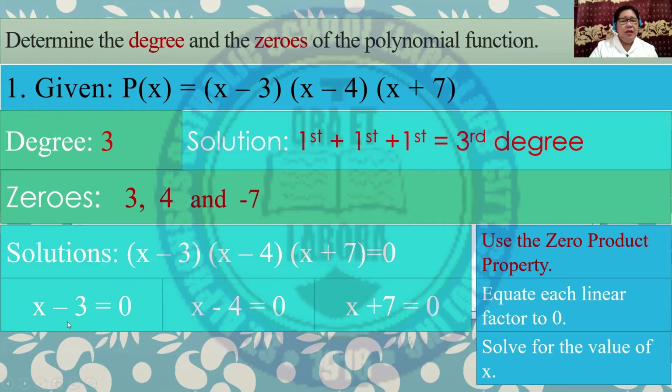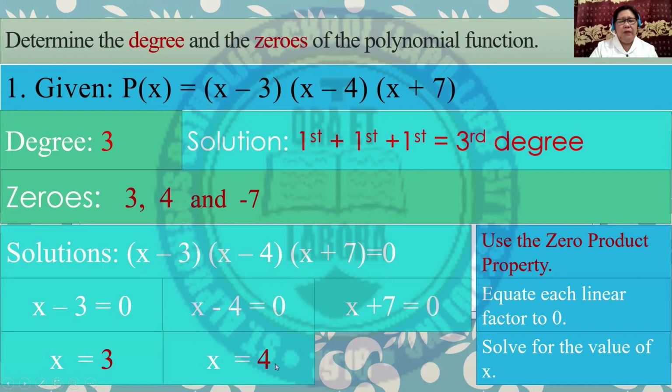Just transpose -3, so you have x is equal to 3. Transpose -4, so x is positive 4. And transpose positive 7, then you will have x is equal to -7.